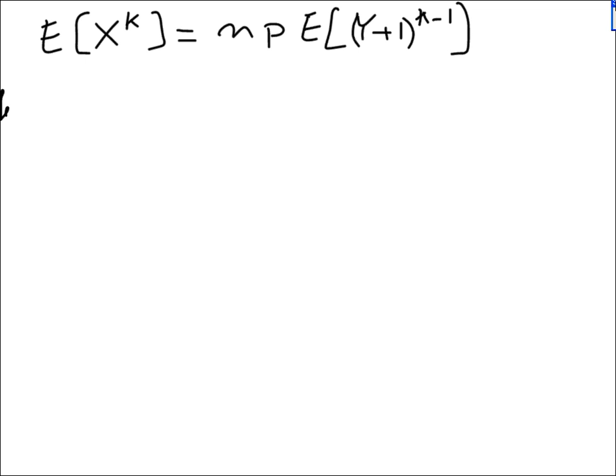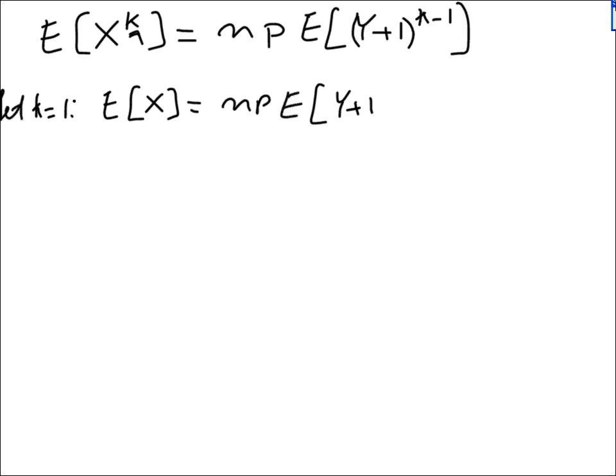Well, if I let k equal 1, then I'll have x to the 1, or x. That is, I have E of x, the expected value of x. And this is np times the expected value of y plus 1, where 1 minus 1 is 0. Well, that's just the expected value of 1, since y to the 0 is 1. The expected value of a constant is just the constant.